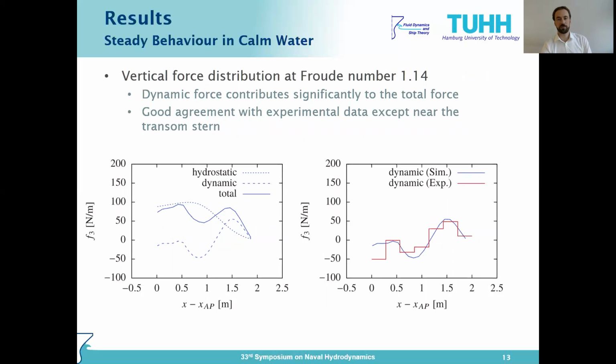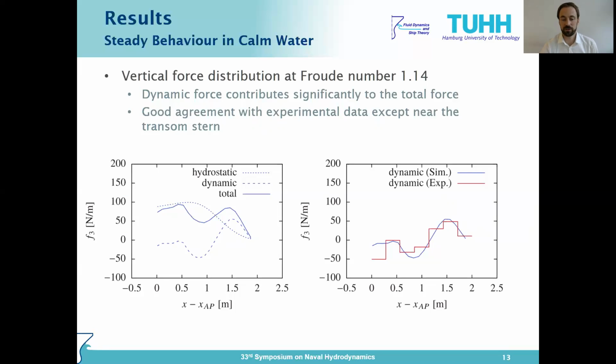This slide presents the results for the vertical force distribution for Froude number 1.14. X minus X AP is the distance from the transom stern. So X minus X AP equal to 0 denotes the transom stern on the left of the plot, and on the right of the plot, at X minus X AP equal to 2, is the bow.